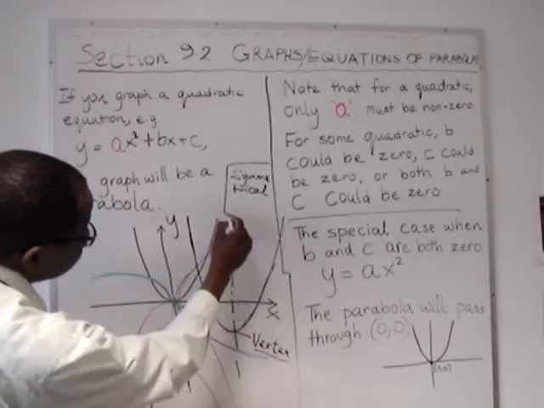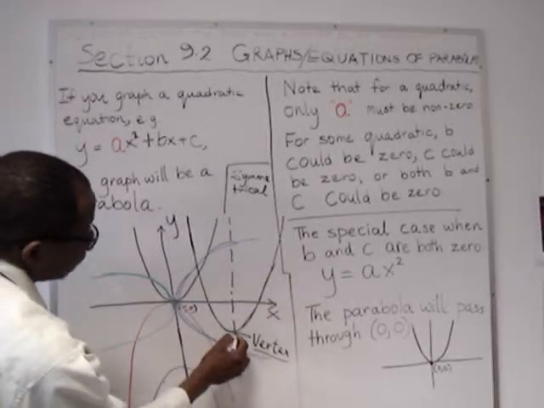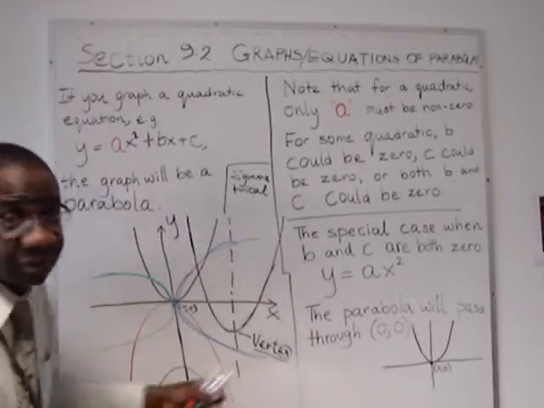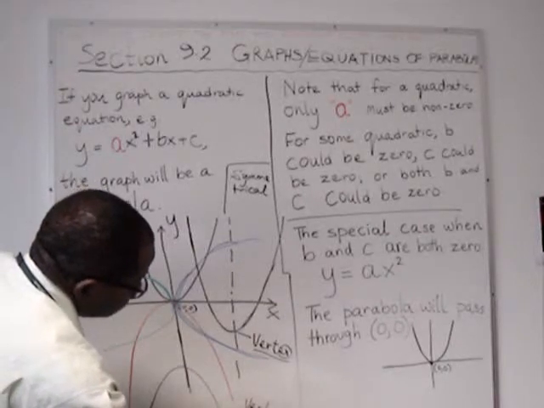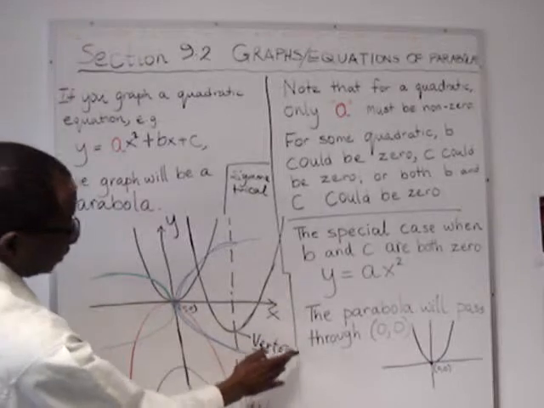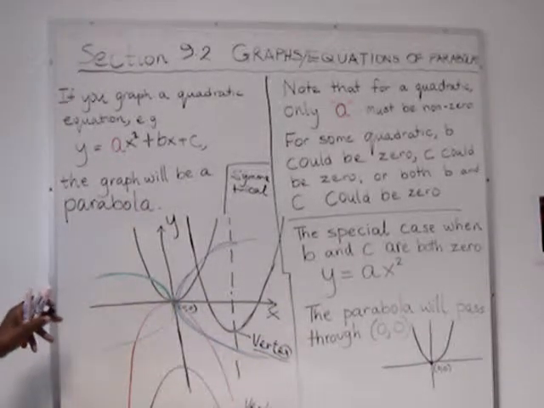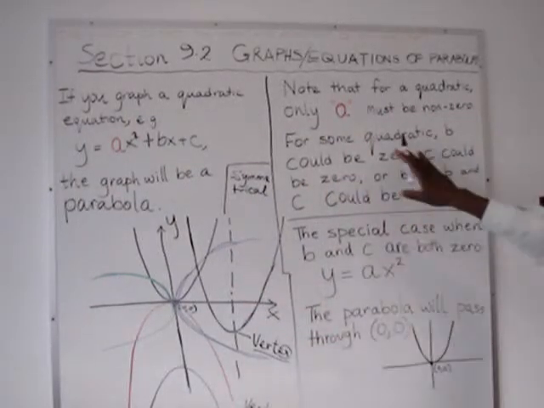That point through which the line of symmetry crosses the parabola itself is referred to as the vertex. What is the plural, by the way? What's the plural of vertex? Vertices. Just so that you know that. That's the plural of the word vertex. It's called vertices. Okay, so let's leave this side here for now.